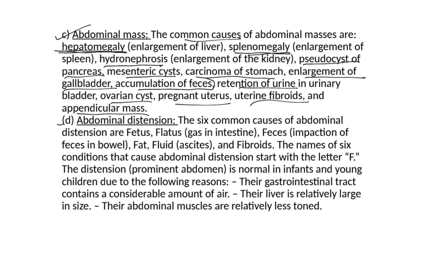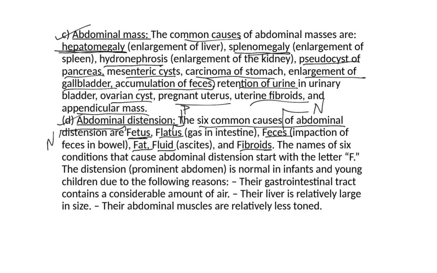Then the next condition is abdominal distension. The 6 common causes of abdominal distension are fetus, flatus, feces, fat, fluid and fibroid. So fetus is a normal condition after pregnancy. Okay, flatus could be normal or pathological. Okay, feces is a normal condition, that is an impaction of feces in bowels.